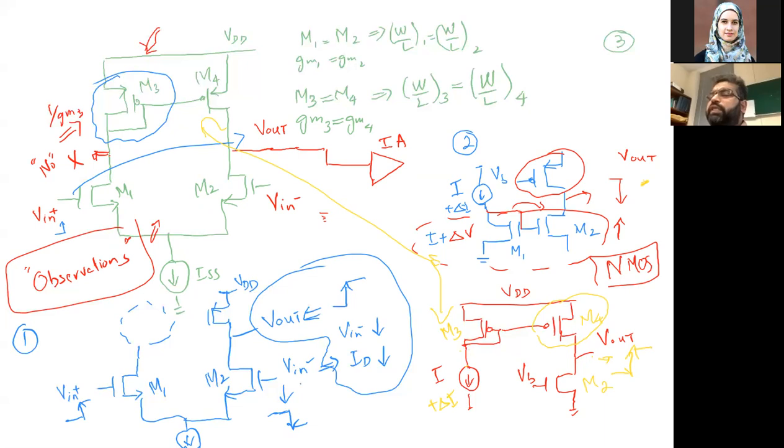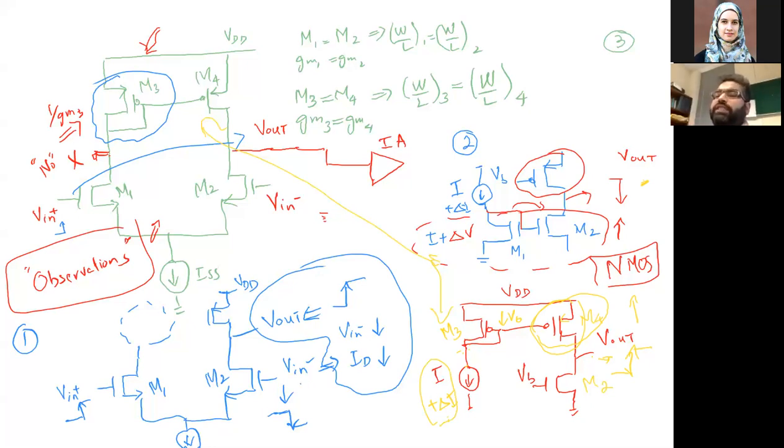So this current is increasing. Because of this impedance, this VB will be reduced. If VB goes down, what is the configuration for us? A common source configuration, so this V out will go up. Anyway, we can analyze it with either the small signal analysis or the large signal analysis, both ways. With the increase in the current here, I plus delta I, my V out will go up.